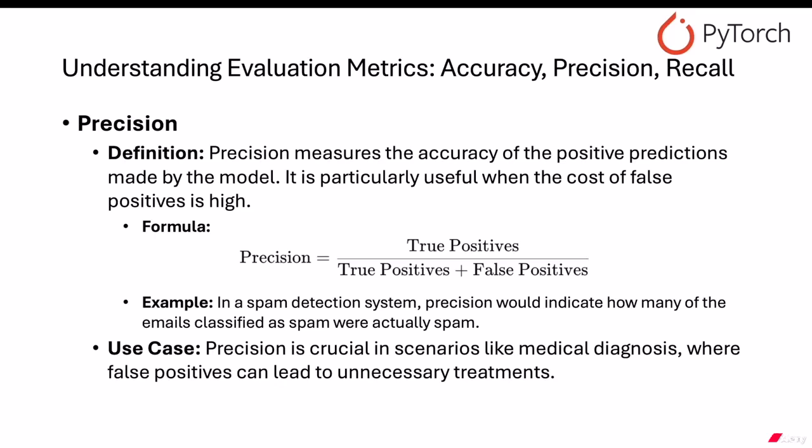Precision. Precision measures the accuracy of the positive predictions made by the model. It is particularly useful when the cost of false positives is high. The formula is precision equals true positives divided by true positives plus false positives. Example: in a spam detection system, precision would indicate how many of the emails classified as spam were actually spam. Use case. Precision is crucial in scenarios like medical diagnosis where false positives can lead to unnecessary treatments.